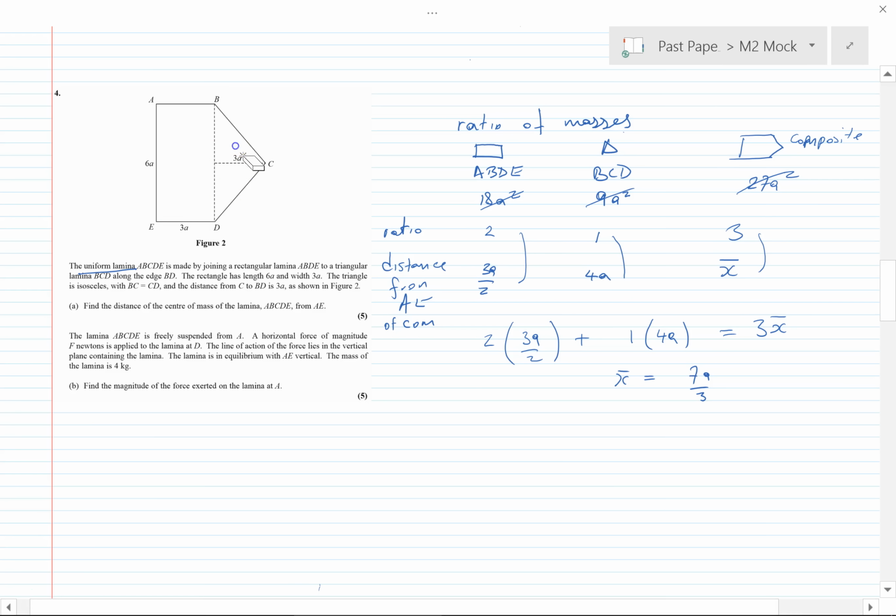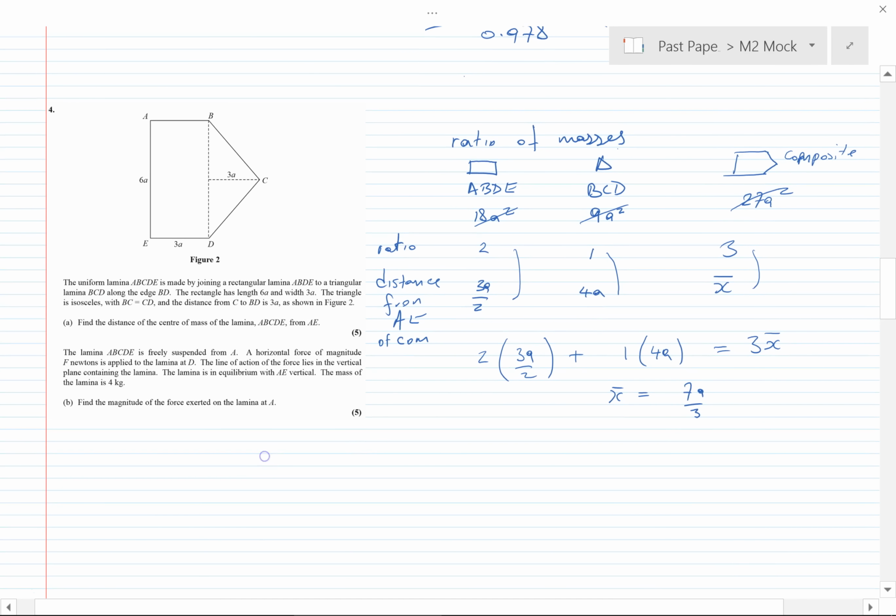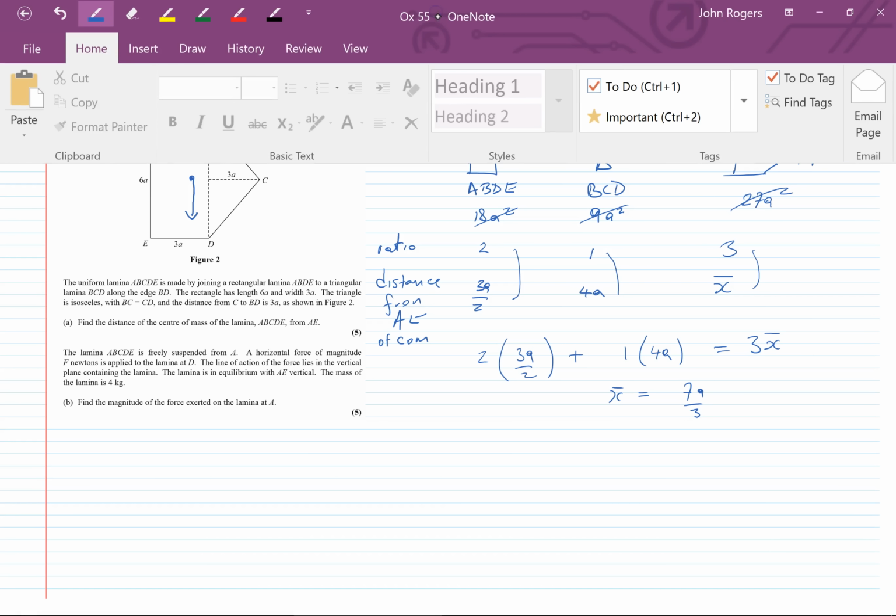However, they make up for it a little bit in part B with a bit of moments and things where we're really mixing it up a bit. It says the lamina is freely suspended from A here, and a horizontal force of magnitude F newtons is applied to the lamina at D. Now, the centre of mass, as we know, is going to be there, where that distance is 7a over 3. Let's mark it in red.